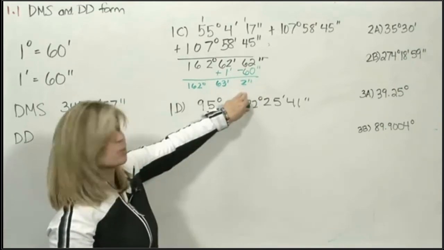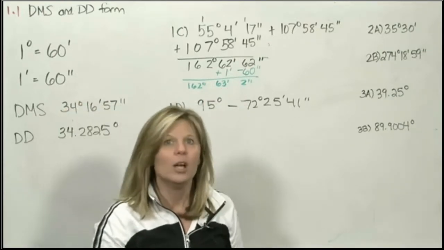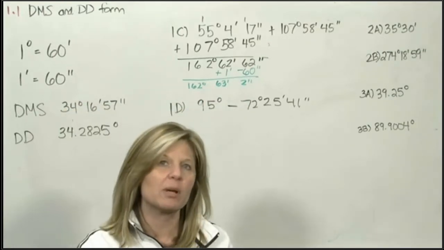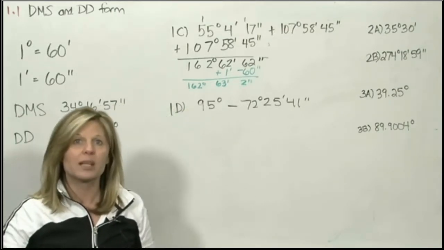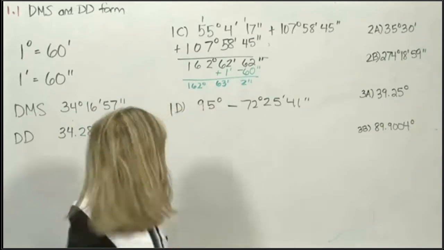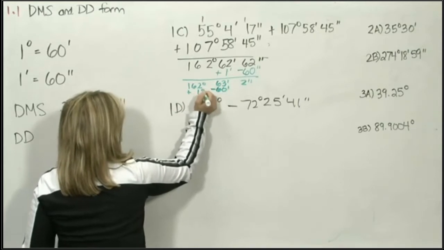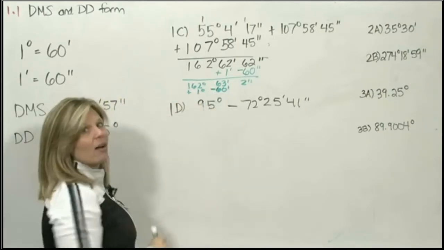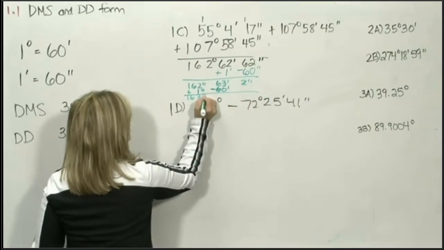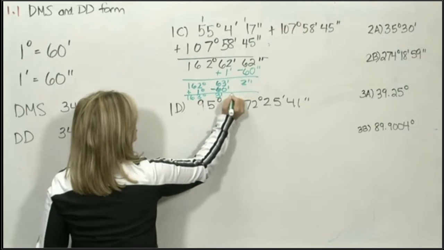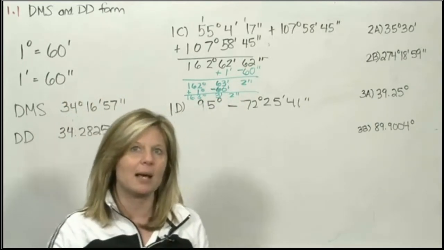So that sounds better because we can have 2 seconds. But can we have 63 minutes? Heck no. Because again, in our world, if you have 63 minutes, it's going up to another unit. 63 minutes would really mean 1 extra degree. So every 60 minutes makes an extra degree. So I'm going to take away the 60 minutes and add on that extra degree. So now I have 163 degrees, 3 minutes, 2 seconds. And that would be the final answer in DMS form.